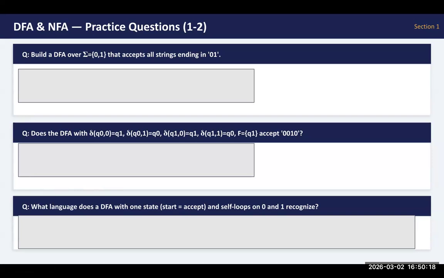And then another question they've given is: does the DFA with transition function Q0, 0 to Q1, Q1, 1 to Q1, and final state Q1 accept 0 0 1 0? I'm just writing it down so we can all try to solve it.